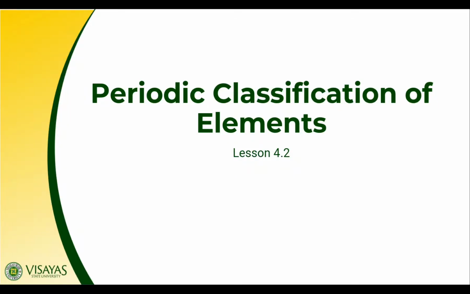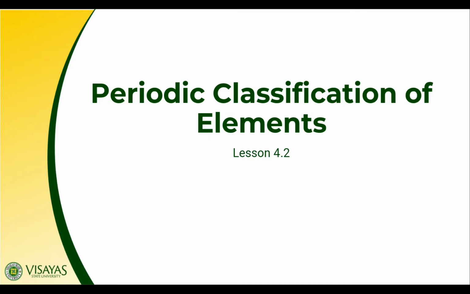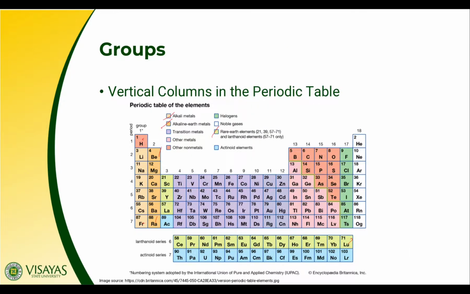Good day, students. The second lesson of Module 4 is about the periodic classification of elements. So this is again how the modern periodic table of elements looks like. In this table, we have the vertical columns, which we call groups.